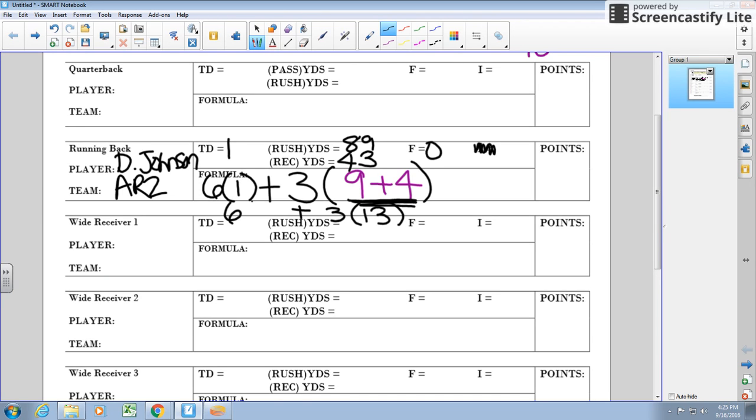Bring everything down. Here's the next part where students make mistakes. 6 times 1 is 6, plus 3 times 13 is 39. It's not 6 plus 3 times 13. You have to do those two separately. 6 plus 39 gives you a total score of 45. So he earned 45 points.